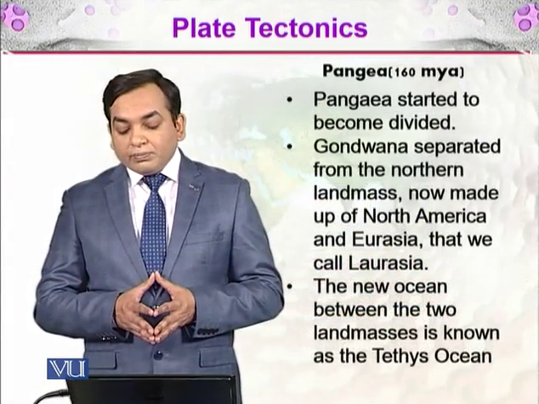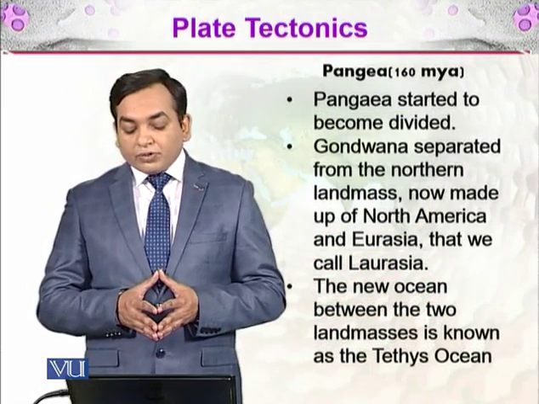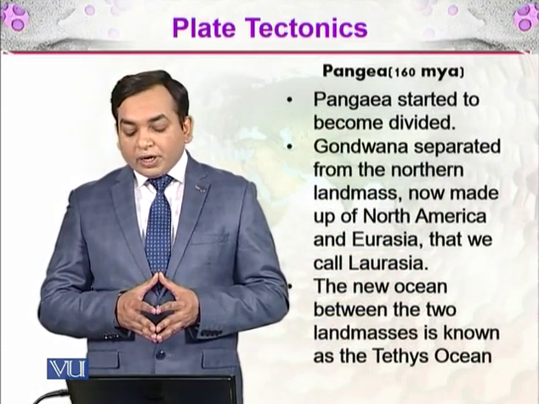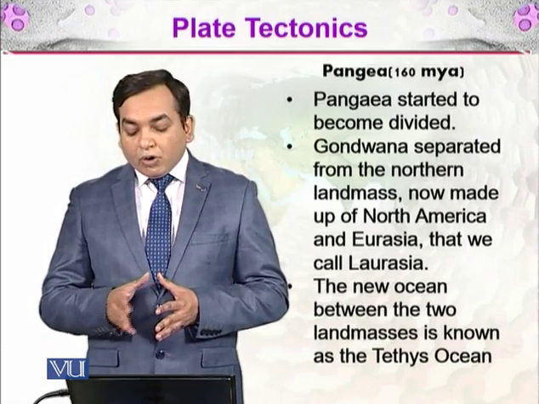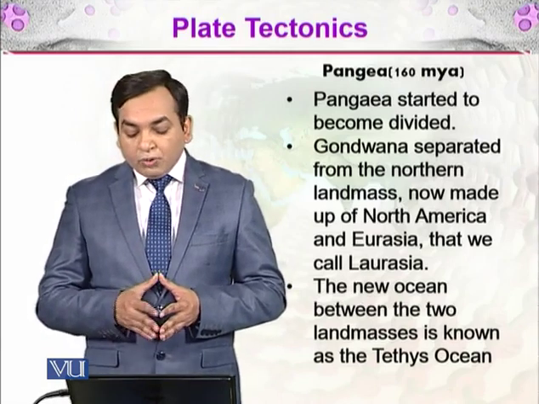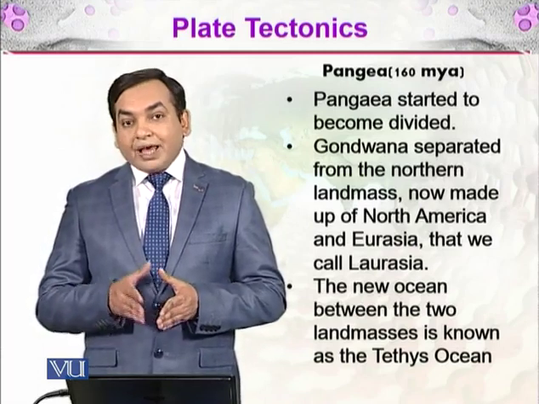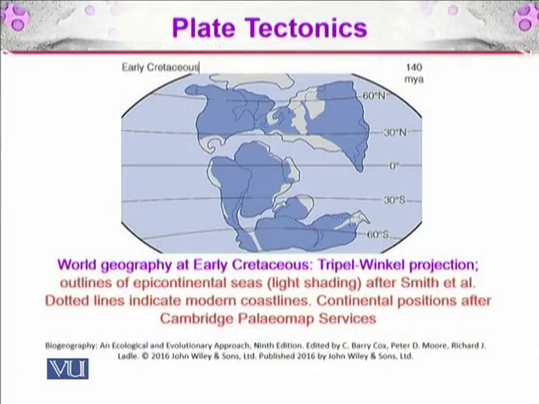So Pangea started to become divided. Gondwana separated from the northern landmass, which made up North America and Eurasia and which we now call Laurasia. The new ocean between the two landmasses is known as the Tethys Ocean. Here you can see the northern and southern masses separating, and the ocean between them, which is called the Tethys Ocean. The outlines of epicontinental seas are in light shading, after Smith et al.